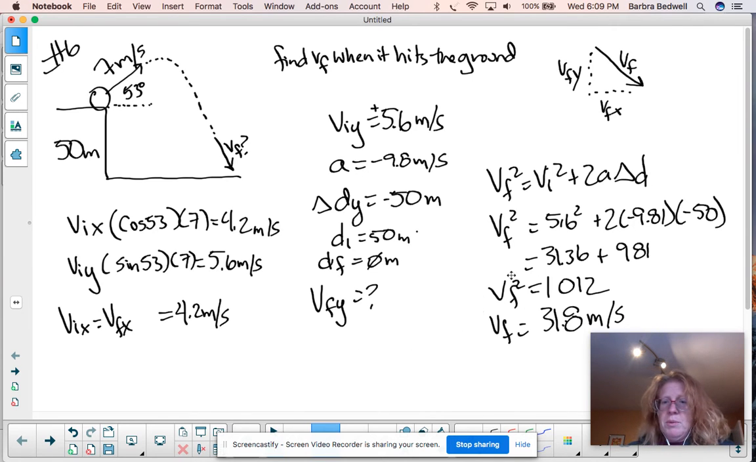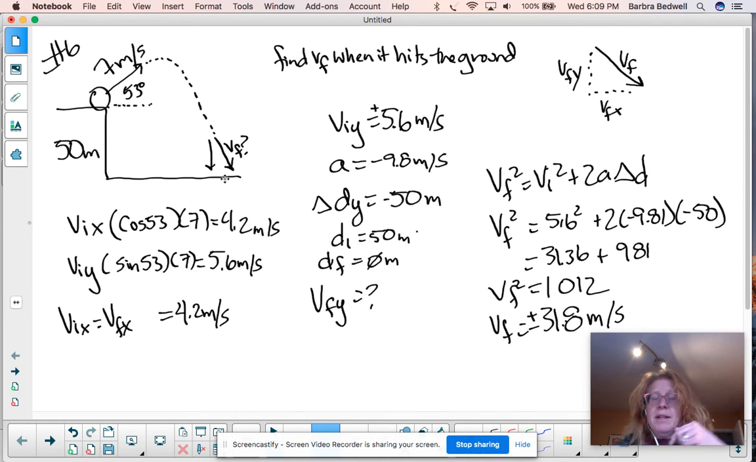So I'll remind you when you take the square root of something that there's two roots to this. The VF here is going to be plus or minus 31.8 because it could be either one of those two numbers squared. If you take a look at the direction in our problem here, we know that VFY is going to be down. It's going downwards this direction. So I know that the VF is actually negative 31.8.